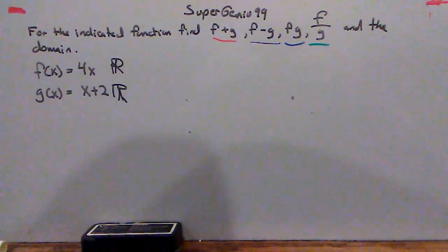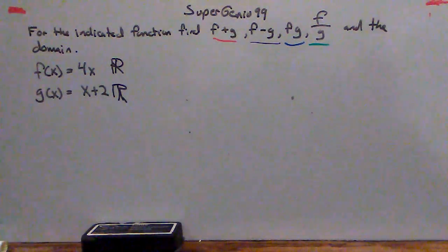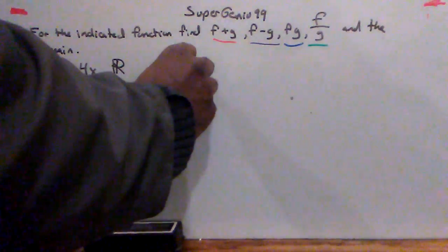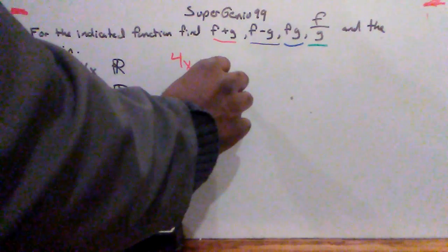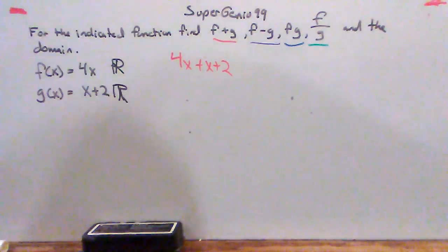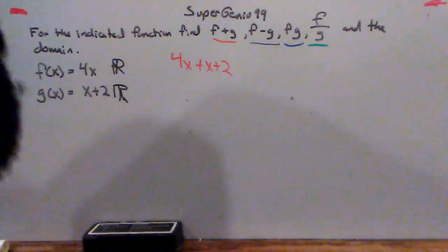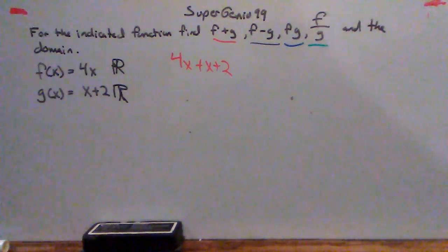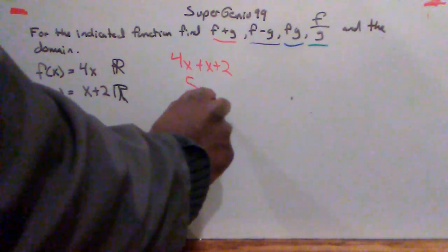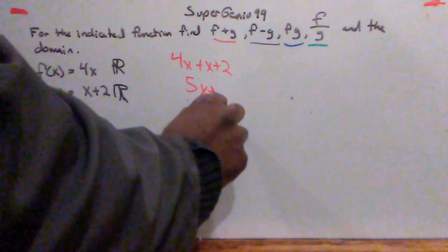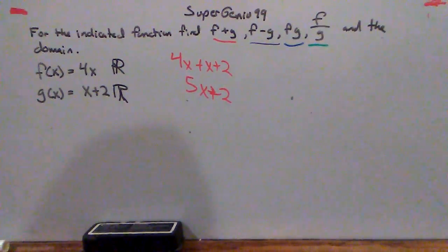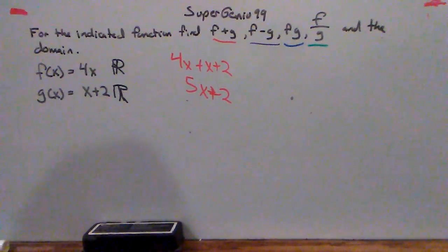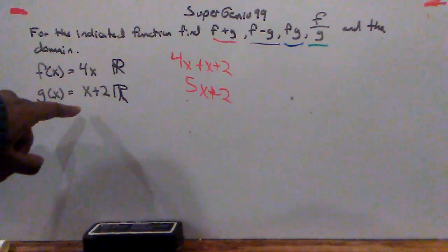That's just doing what? Add the two functions together. Okay, 4x plus 2, combine like terms. What's 4x plus x? Okay, pretty simple. F minus g, so the function of f subtracted by the function of g.